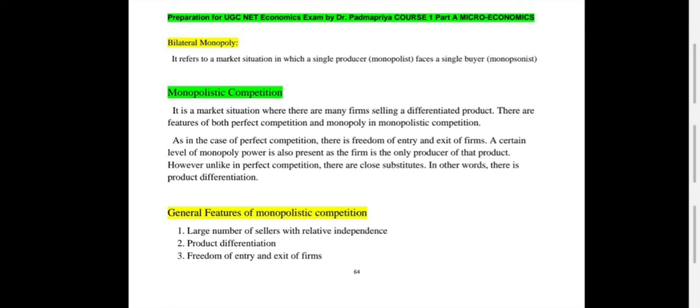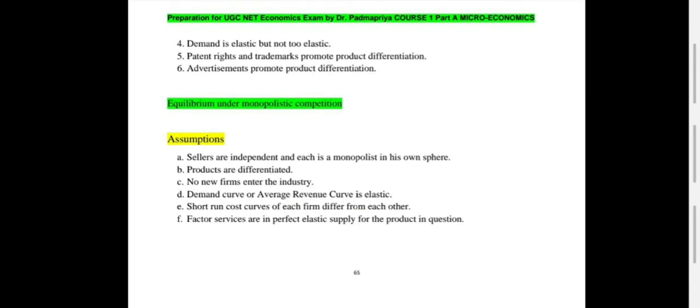So how do we understand the equilibrium in monopolistic competition? It can be understood in a certain way, but by making certain assumptions. Sellers are independent and each is a monopolist in his own sphere, so products are differentiated. No two firms enter the industry. The demand curve or average revenue curve is elastic. Short-term cost curves of each firm differ from each other. Factor services are in perfectly elastic supply for the product in question.